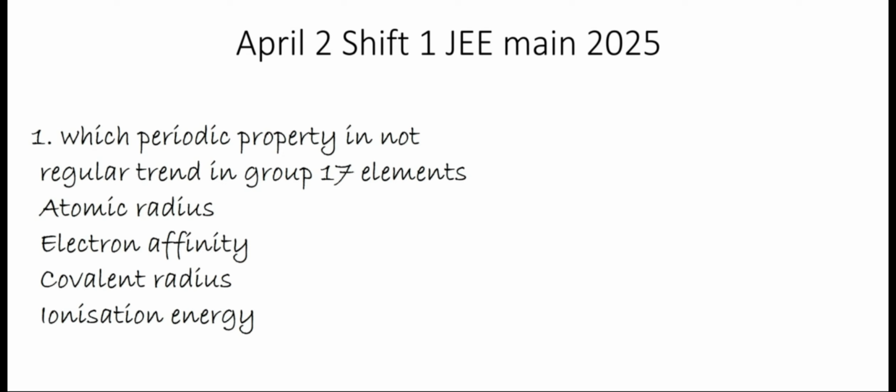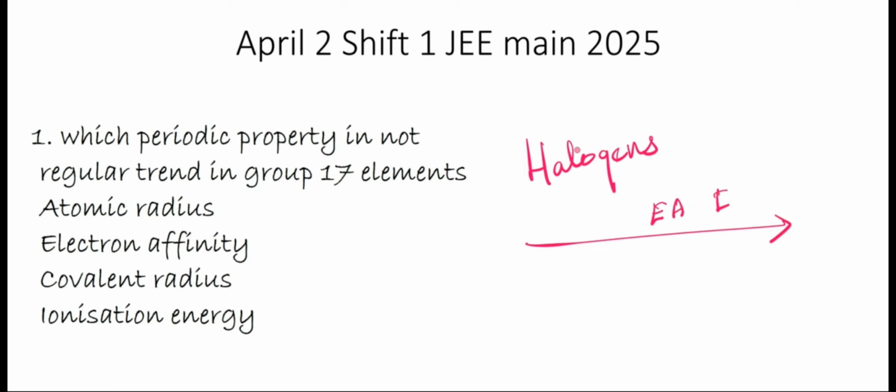These are some memory based questions. Let's see. The first question is, which periodic property is not a regular trend in group 17 elements? Group 17 elements, which is halogens, right? So halogens, I always say, as we are moving left to right in the period, electron affinity, ionization energy and electronegativity increases, right? If you are moving top to bottom, atomic radius, ionic radius, metallic character, those things increase.